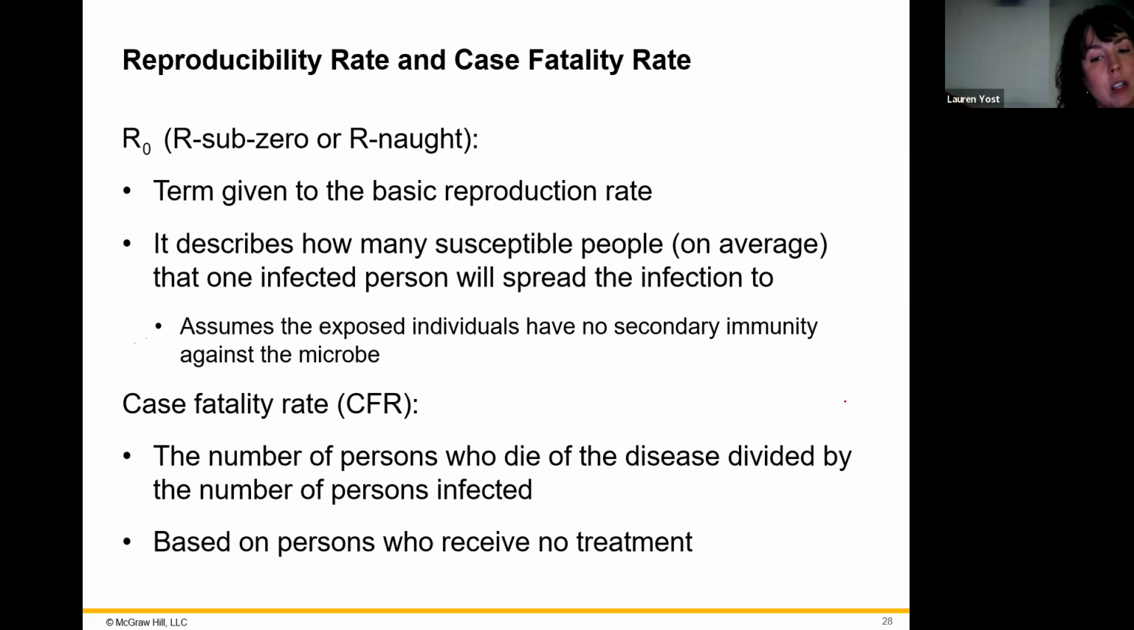Next, we have case fatality rate. This is the number of people who die from the disease divided by the number of people who are infected. This is the likelihood that you will die if you get the disease. Okay, that's what that number is. So if you have it, what's the likelihood you're going to die? This is based on people who received no treatment for the disease.